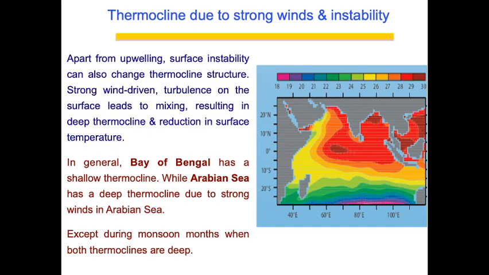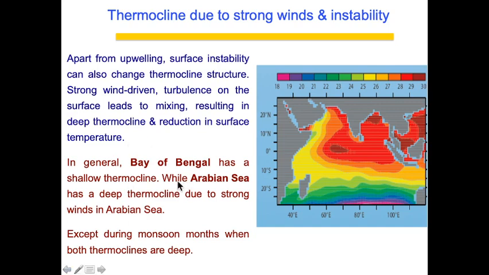Thereby the upper layer maintains its heat energy, and it still gets more heated up because of the solar insolation, and then it has the potential to produce more convective storms. Right? This is the reason why Bay of Bengal, even though it has a shallow thermocline compared to Arabian Sea, the sea surface temperature is very high, and the cyclone potential is also very high in Bay of Bengal.